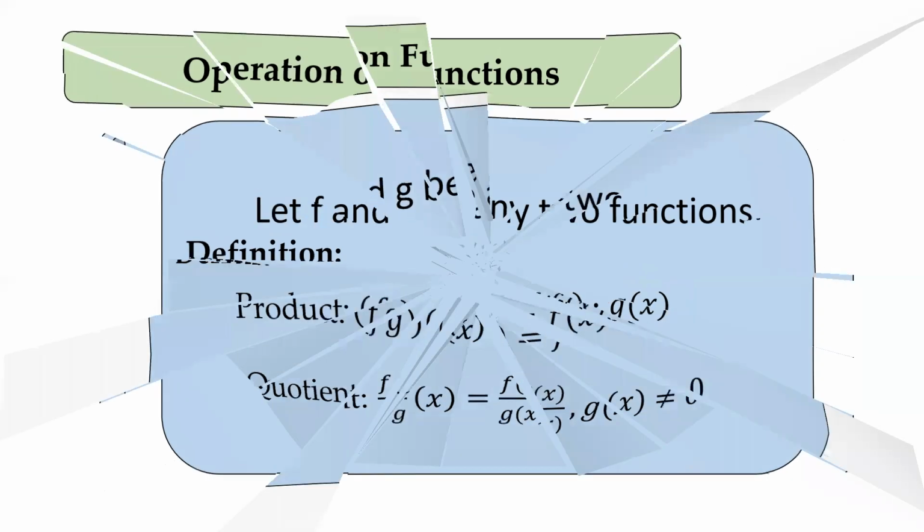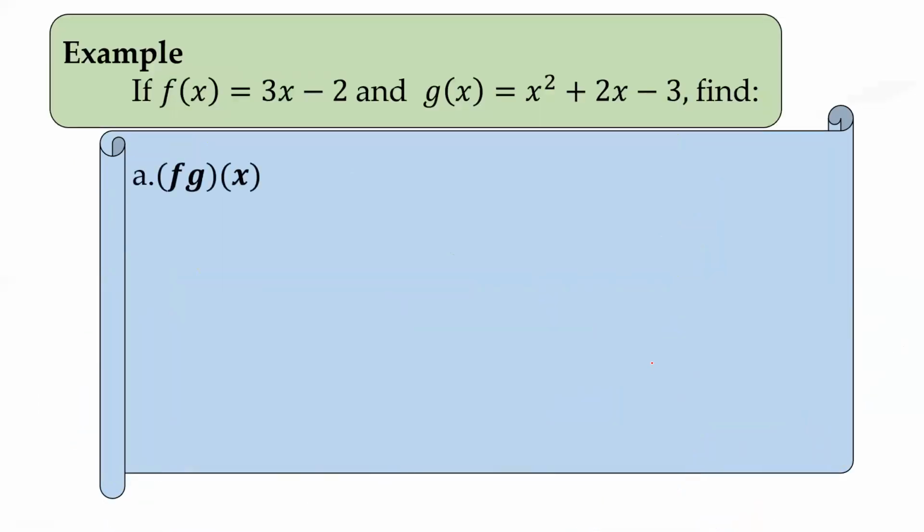All right, let's have an illustrative example. First, we have here two functions. First, f of x is equal to 3x minus 2. And the next one is g of x is equal to x squared plus 2x minus 3. You have to find the multiplication or the product of these two functions. So how are we going to do that?